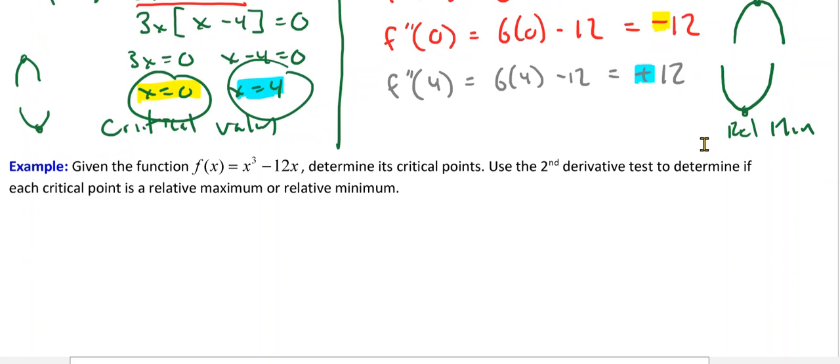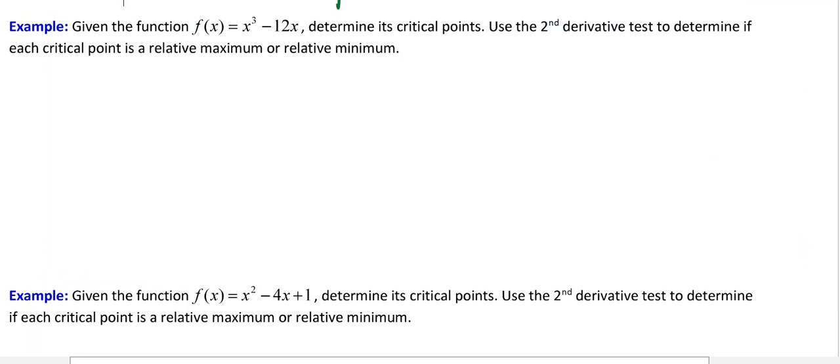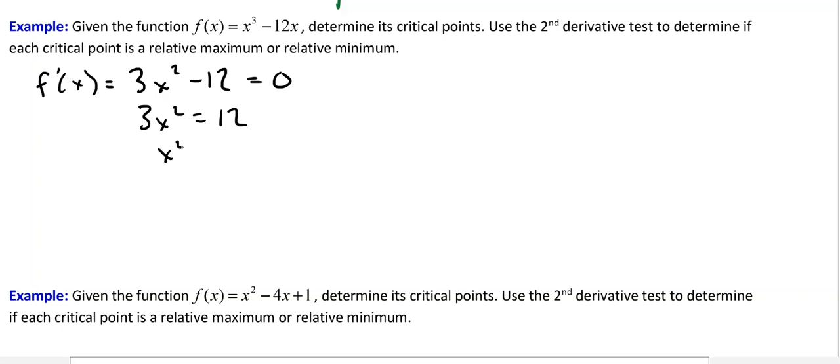Let's do another example. So we have the function x cubed minus 12x. Let's start by finding the critical values. The first derivative will be 3x squared minus 12. Set it equal to 0. Then we have 3x squared equals 12. x squared equals 4, or x equals plus or minus 2. These are our critical values.